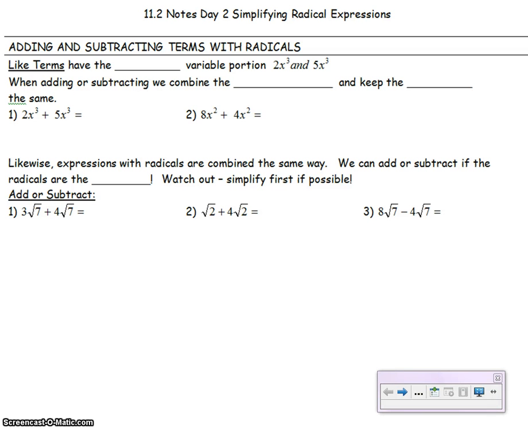All right, we are going to go through the second set of topics on simplifying radical expressions. Today we're going to talk about adding and subtracting and multiplying terms with radicals. We will begin with adding and subtracting.